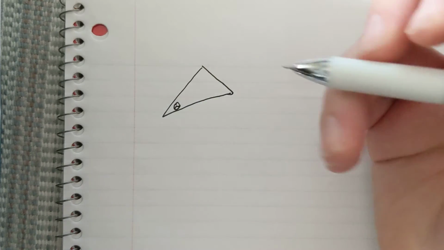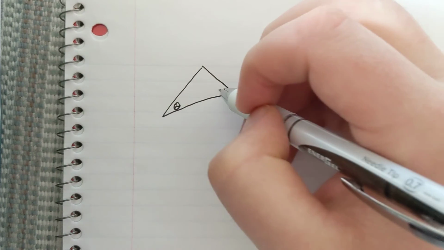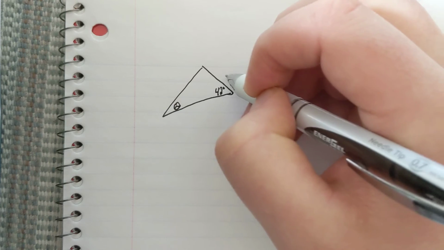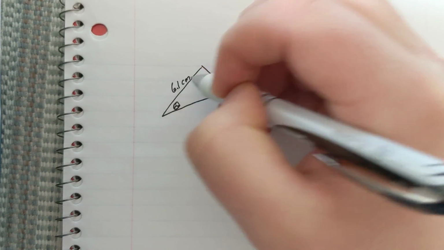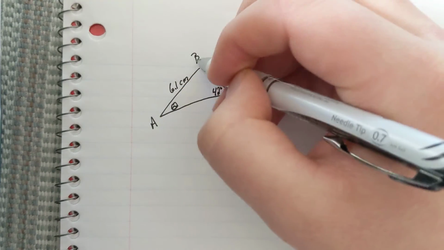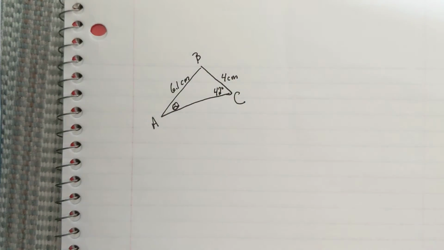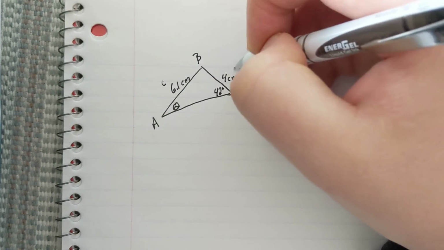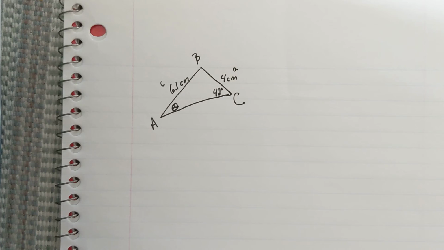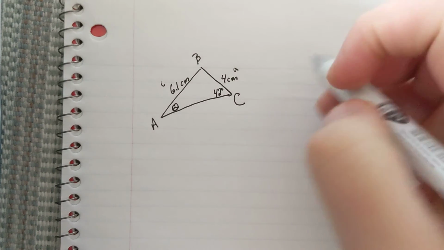So we don't know this is 26 yet. We're trying to find out. I'm going to call that theta for now. This is 42 degrees, 4 centimeters, 6.1 centimeters. Angle A, angle B, angle C. So again, I'm going to start by labeling this is side length C, this is side length A. You can label this side length B, but we're not using it, so it doesn't matter.